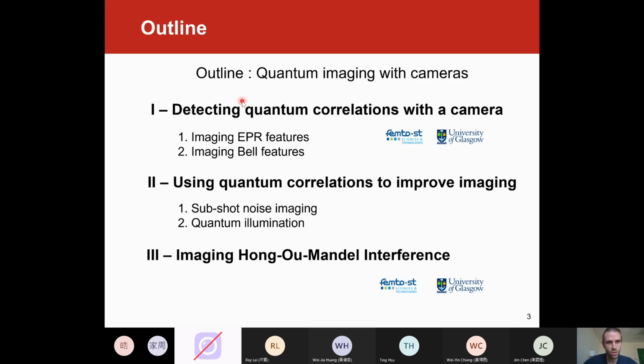I'm going to first talk about imaging of EPR features. EPR stands for Einstein-Podolsky-Rosen. I'll explain a bit for those of you who are not familiar with what it means. And then a more recent realization that I did when I was at the University of Glasgow, about detecting the violation of a Bell inequality in images.